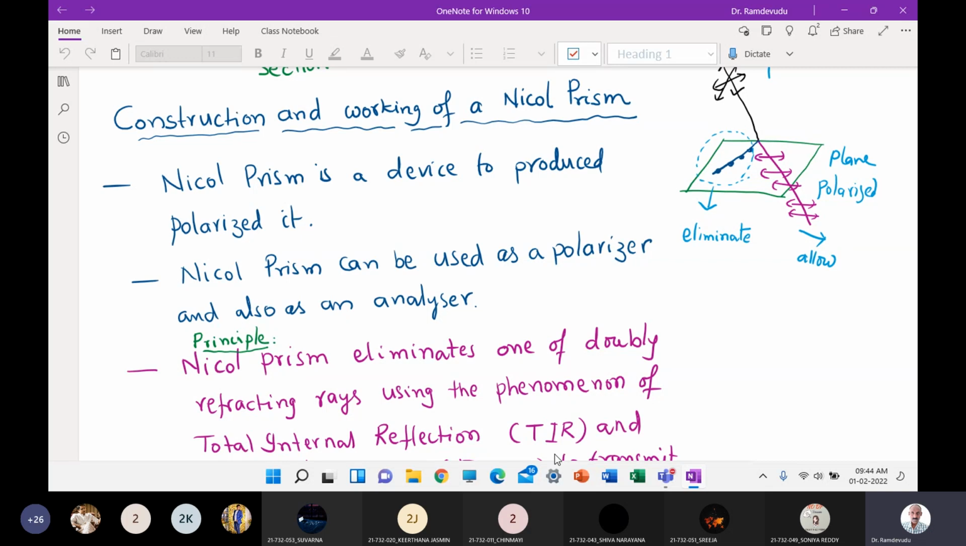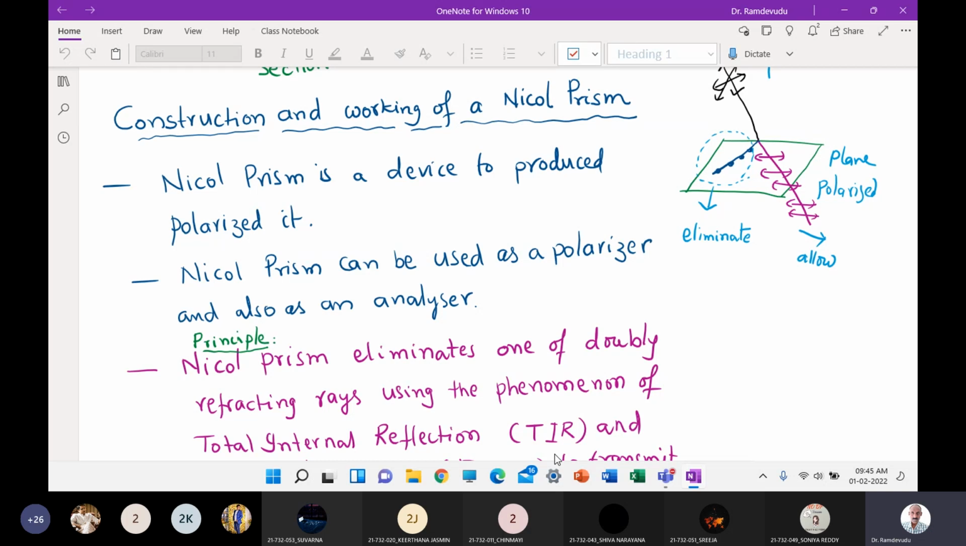And if you are able to eliminate one of the two doubly refracting rays, we will get one ray which is plane polarized, because the two doubly refracting rays are plane polarized, having vibrations in perpendicular directions. So I will now have to find out how to eliminate one of the rays, that is generally the O ray, by total internal reflection.